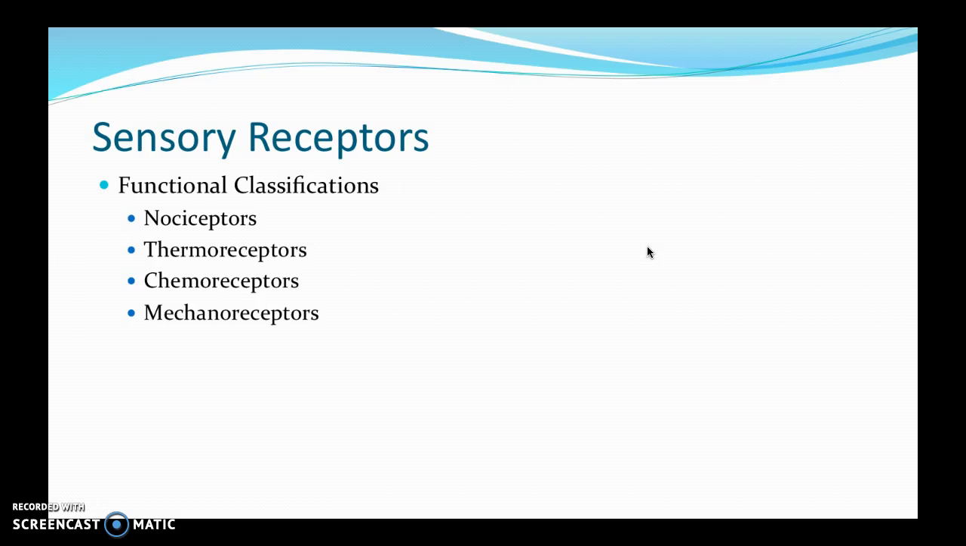The receptors in the body are classified according to their function, or the type of sensation that is carried. There are nociceptors, thermoreceptors, chemoreceptors, and mechanoreceptors.